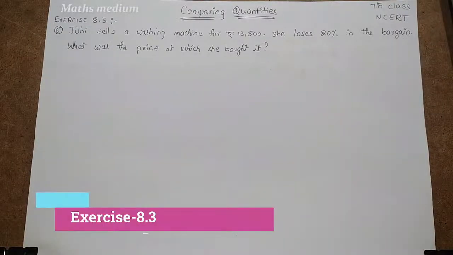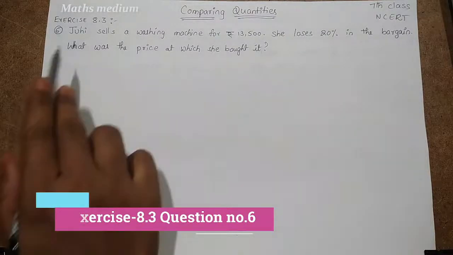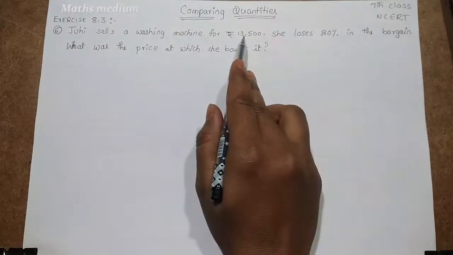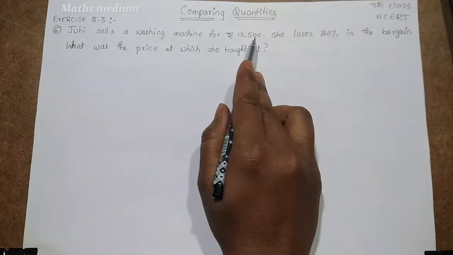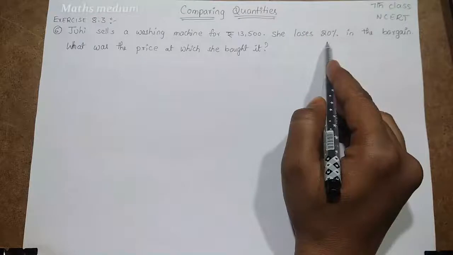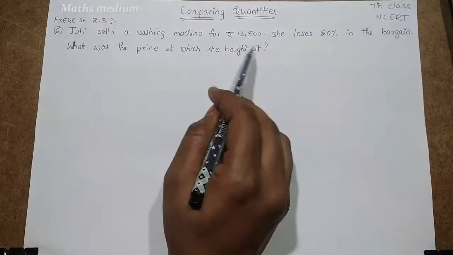Today I came with exercise 8.3 from Comparing Quantities, 7th class NCERT. Question number 6. Juhi sells a washing machine for 13,500 rupees. She loses 20% in the bargain. What was the price at which she bought it?